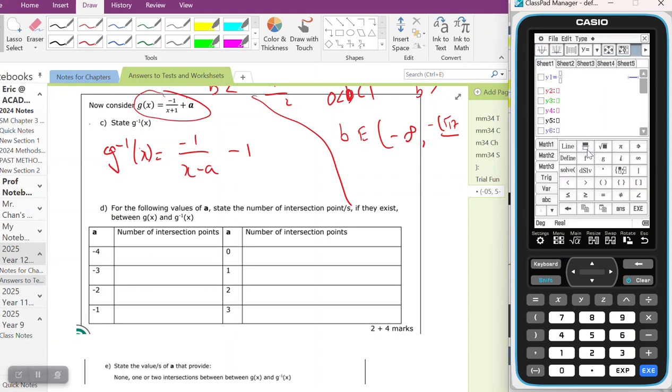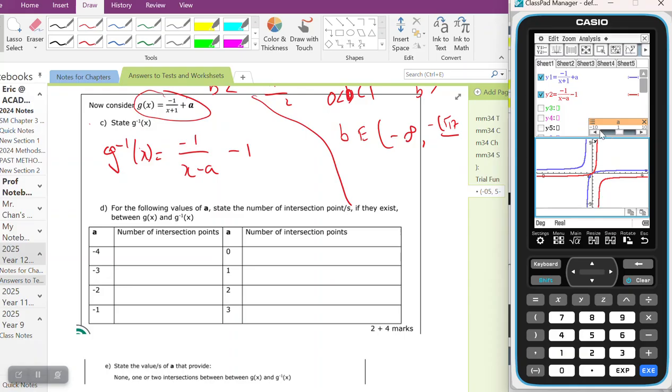Type in the two equations, the inverse and the original. The original is -1 over x plus 1, plus variable a. And the other equation is -1 over x minus a, again from the variable menu, minus 1. Tick, tick. When you're graphing with a parameter, make sure you use the parameter graph. It defaults to -10 to 10, which is perfect. We've got all the numbers we need.